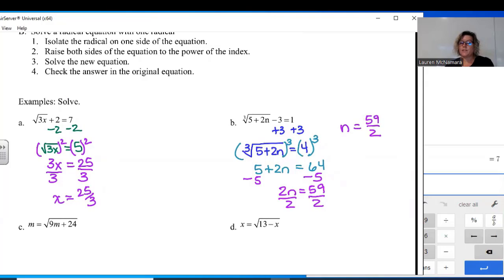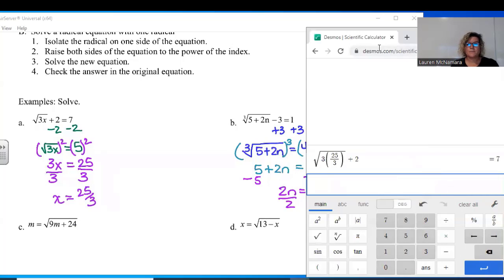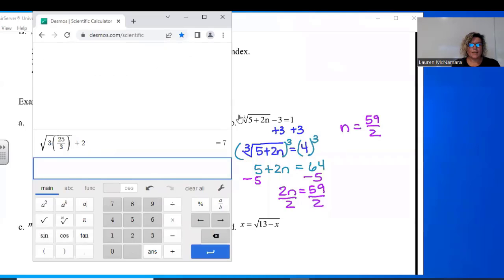So now I want to check my answer. Can I still check my answer with a cube root? Absolutely. So here I'm looking at what my original is. So I'm going to go ahead and say cube root, and then underneath there, I have 5 plus 2.